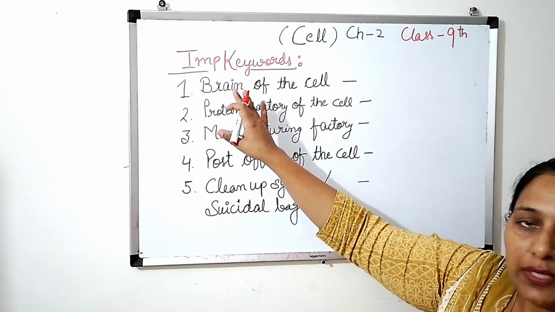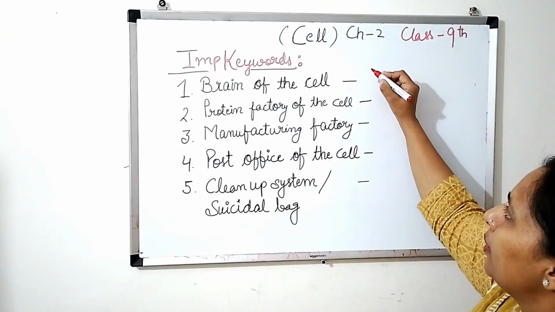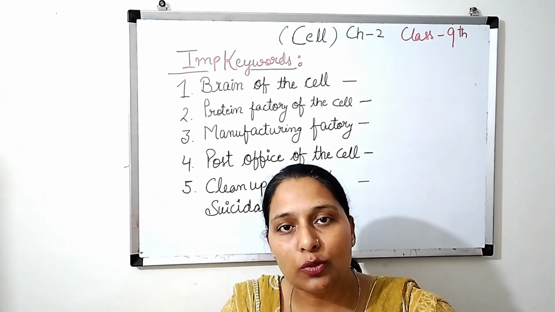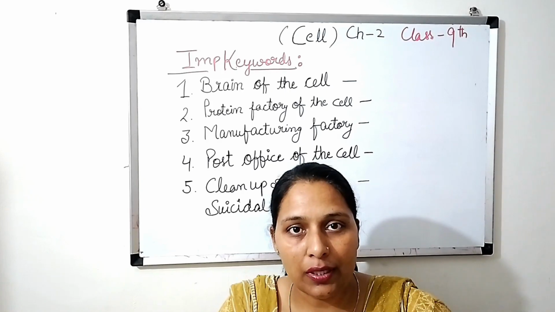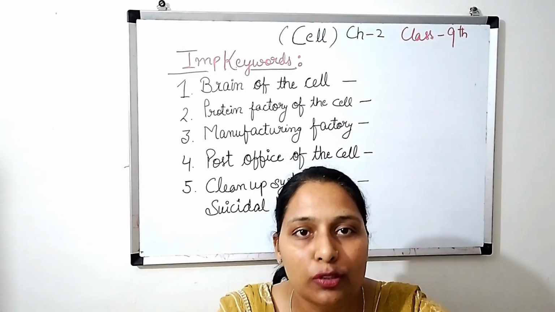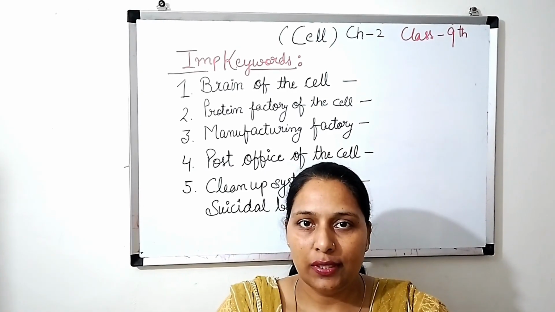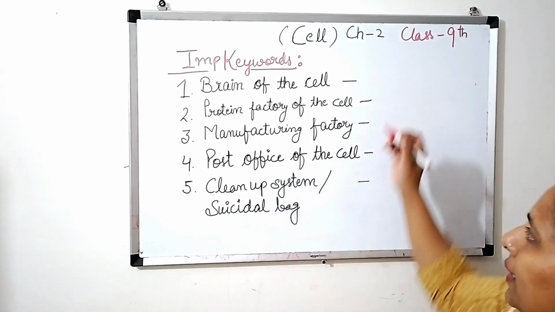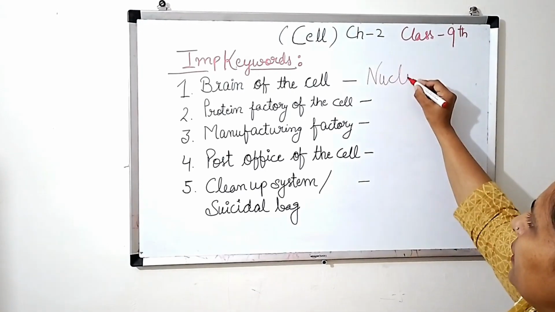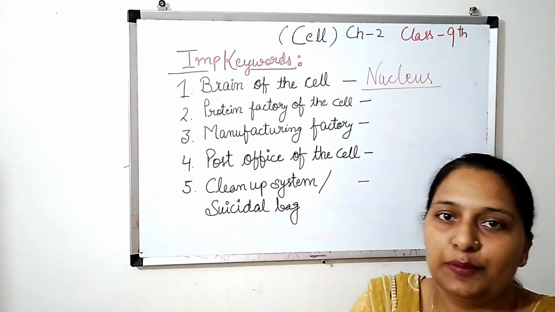So here are some keywords. The first one is brain of the cell. As we all know that our brain controls all the activities of our body. In the same manner, the activities of the cell are controlled by an organelle that is present within the cytoplasm of the cell, and the name of the organelle is nucleus. Nucleus is called brain of the cell.